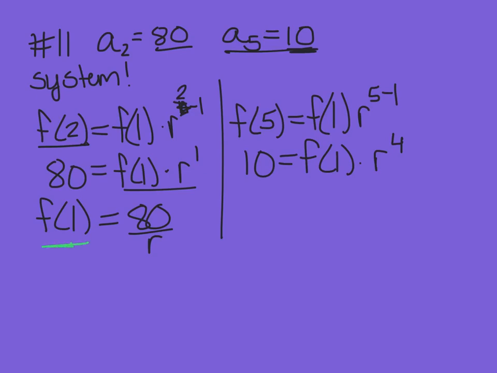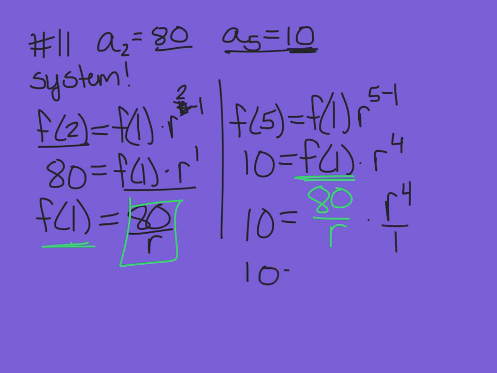Over here I said f of 1 was 80 over r, so I'm going to plug that f of 1 in with 80 over r. So I've got 10 equals 80 over r times r to the 4th. And if you want, you can put that over 1 so that you can put these two together. We now have 10 equals 80 r to the 4th divided by r. That's to the 1 power, so remember we subtract our exponents, 80 r to the 3rd.